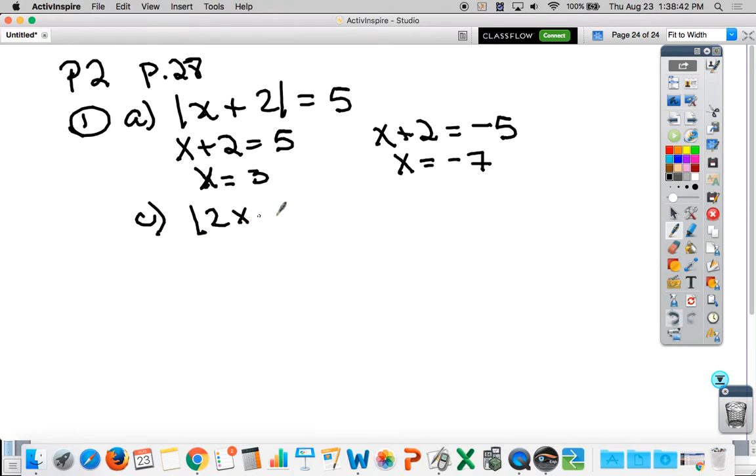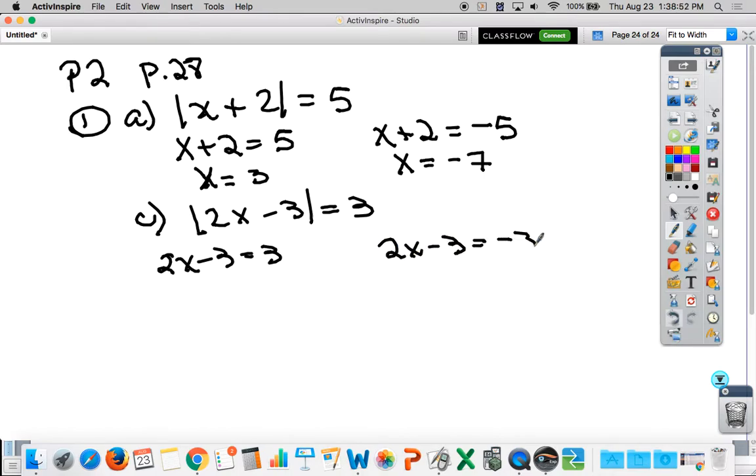C, 2x minus 3 is equal to 3. So we've got 2x minus 3 equals 3, and 2x minus 3 equals -3. So that's 2x equals 6, x equals 3, and 2x equals 0, x equals 0. Any questions so far?